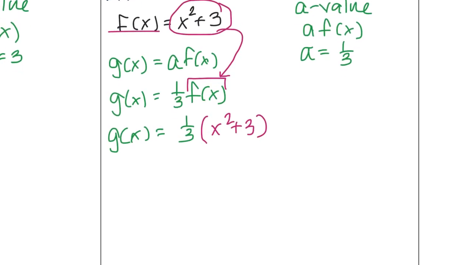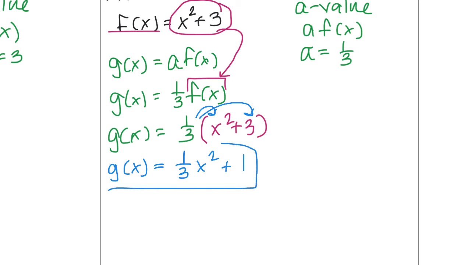Now this I can simplify a little bit. I can take this 1/3 and I can distribute it in. So 1/3 times x squared is just 1/3 x squared. 1/3 times 3 makes 1. So my function that was vertically compressed from f of x is 1/3 x squared plus 1.